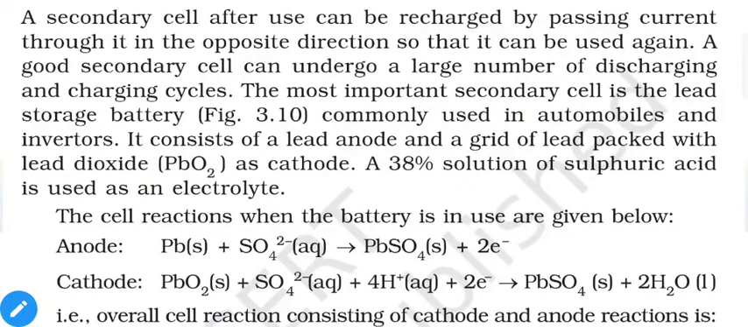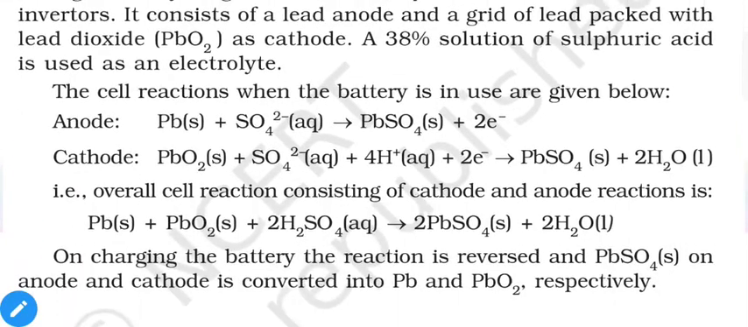So these batteries are commonly used in automobiles and inverters. It consists of a lead anode and a grid of lead packed with lead dioxide as a cathode, and a 38% solution of sulfuric acid is used as an electrolyte. And the overall reaction will be, on the anode, lead solid will react with SO4 2- ions from the H2SO4, and it will produce PbSO4 and release 2 electrons.